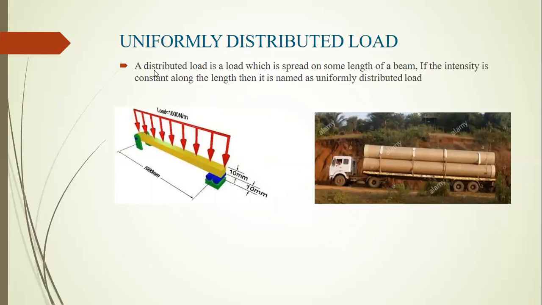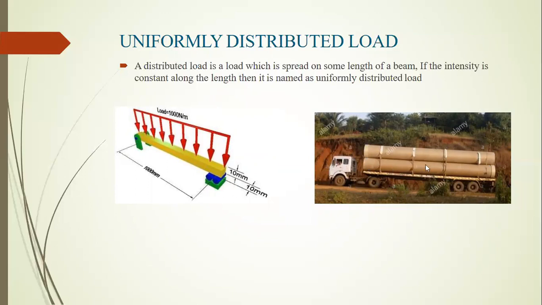Next one is uniformly distributed load. A distributed load is a load which spreads over a certain length of a beam, and if the intensity is constant along the length, it is named a uniformly distributed load. You can see here the load on the truck. The weight of this pipeline, the weight of these pipes, is uniformly distributed over the slab of a truck. Here the wheels can be considered as support.